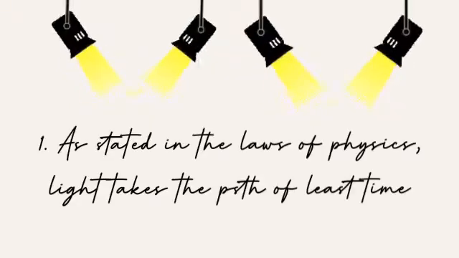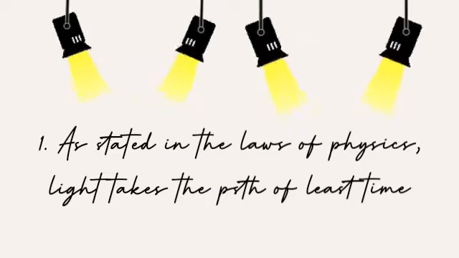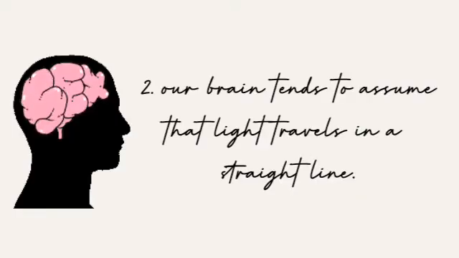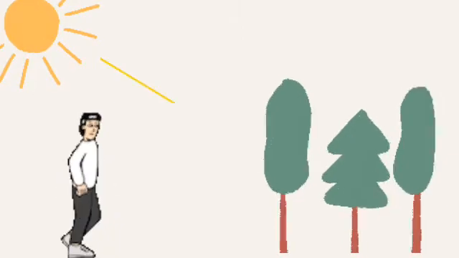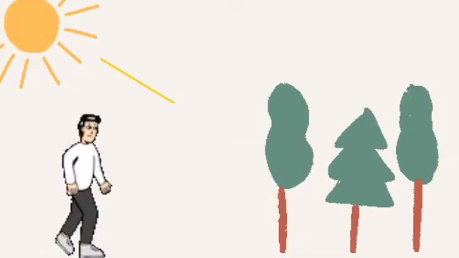Before we explain how mirage occurs, there are two things you must first remember. The first one is that, as stated in the laws of physics, light takes the path of least time, not least distance. The second one is that the brain tends to presume that light travels in a straight line. When the light from the sun reflects off an object into the human eyes, one would expect the light to travel in a straight line, and when this happens, you would see the object in the right position.